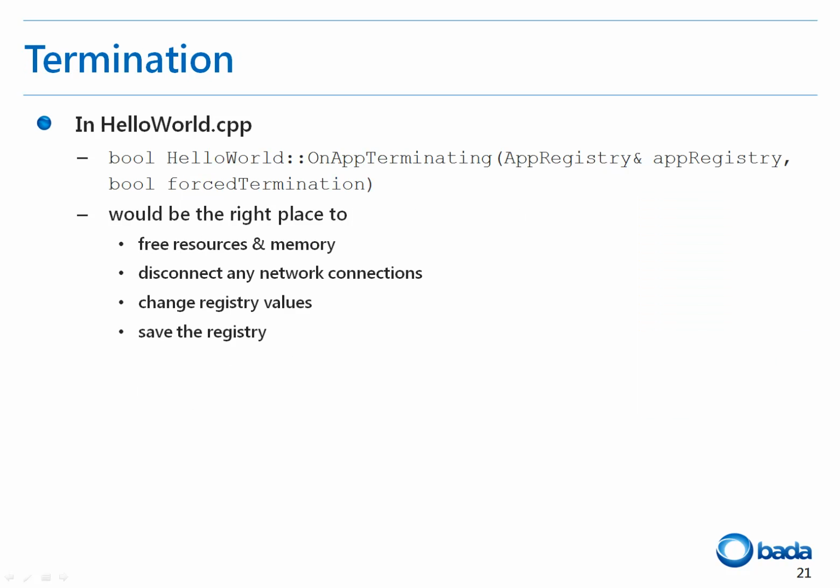Next is the OnAppTerminating event handler, which has two input parameters, appRegistry and forcedTermination. Where the appRegistry is the instance that manages the application's states, and forcedTermination is set to true if the application is terminated by forced interruptions. In this method, you need to free the application resources, clean the memory, disconnect any network connections, change the registry values, and save the values into the registry.